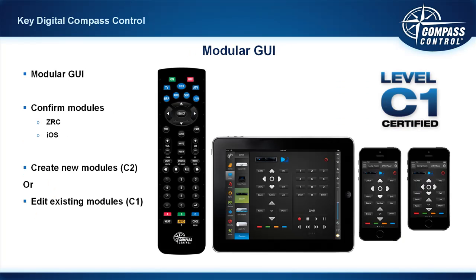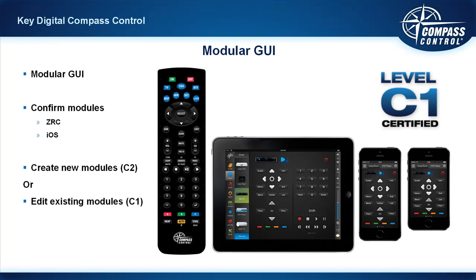How about the modular GUI? Well, confirm modules. Now, modules are classified two different ways, or maybe I should say three different ways in our module library. Some modules will begin with the letters ZRC. It means that it's a module that applies just to the handheld remote. Now, for the ZRC 300, you can import modules into it. Of course, you could also just import standard IR one-way code set libraries as well.